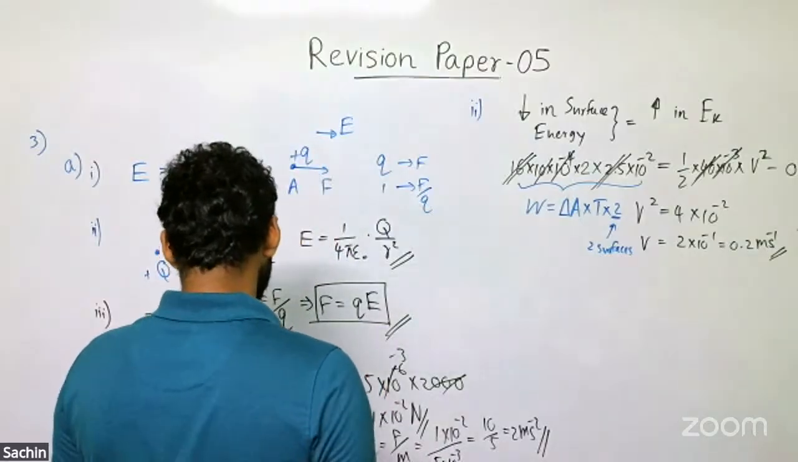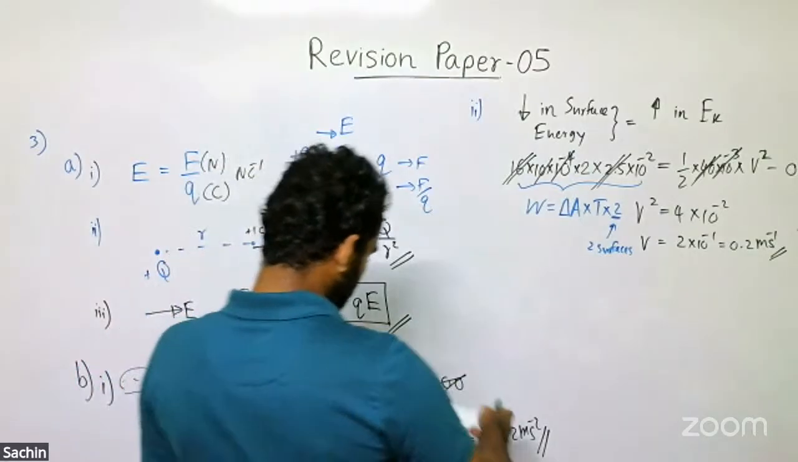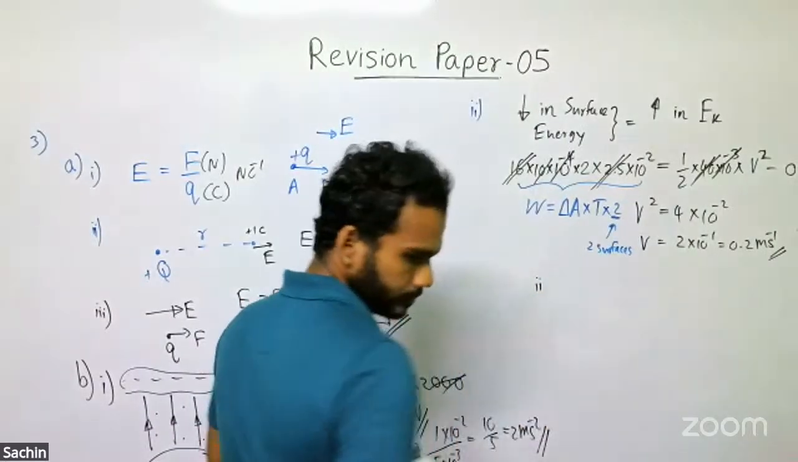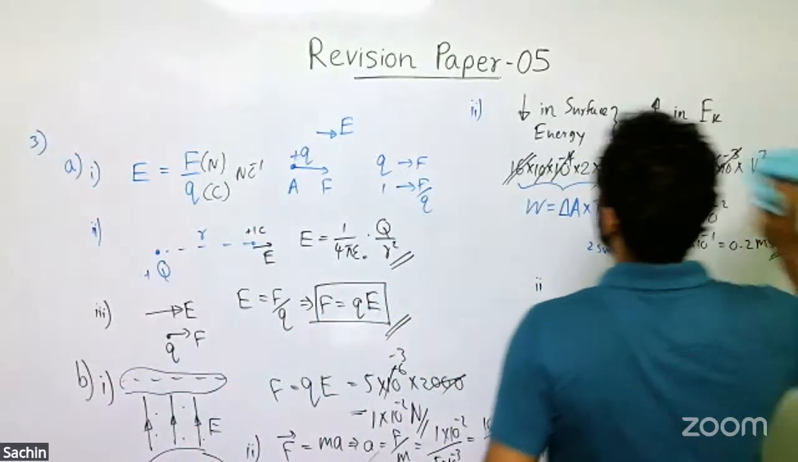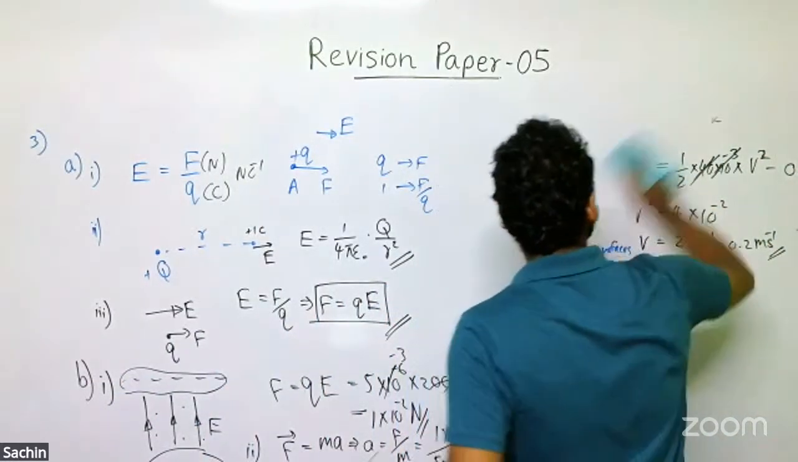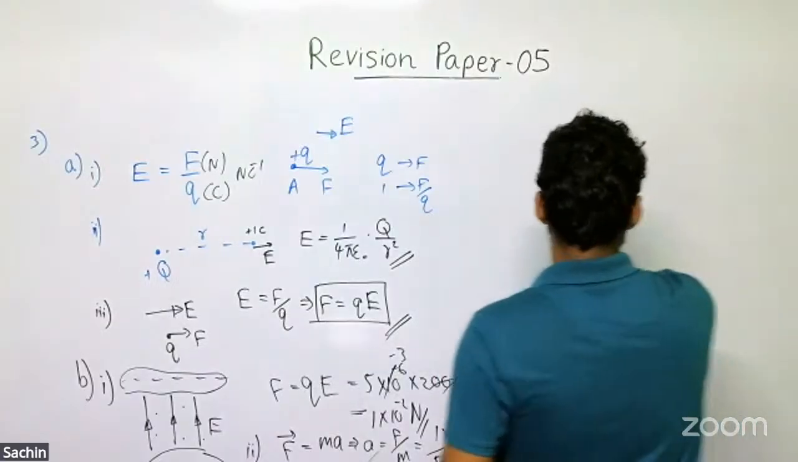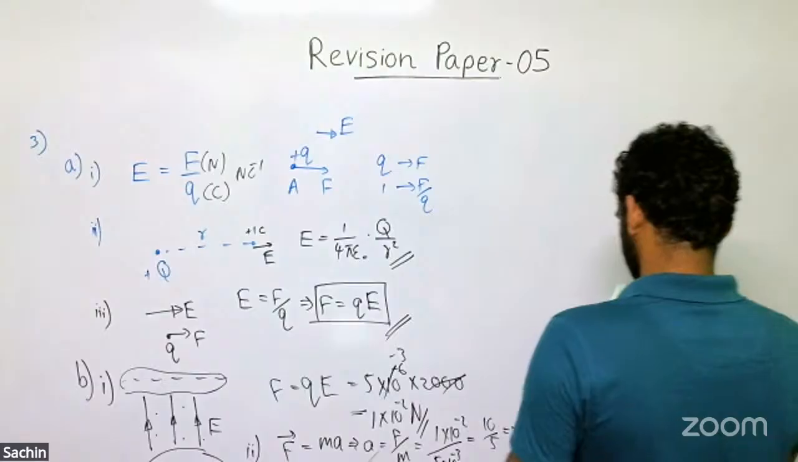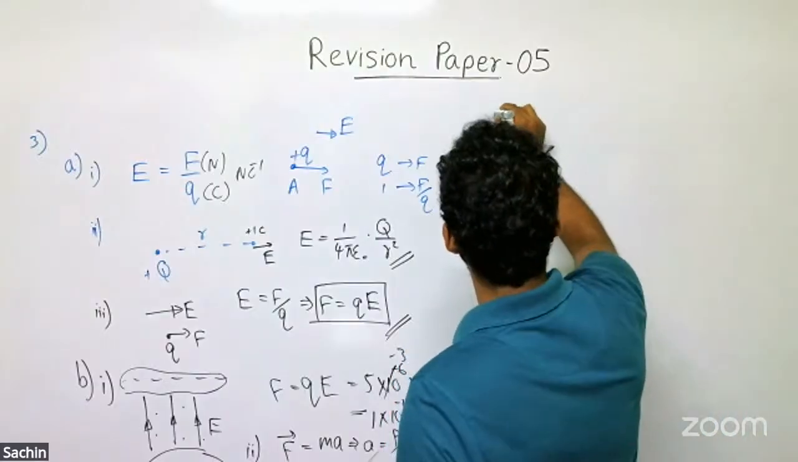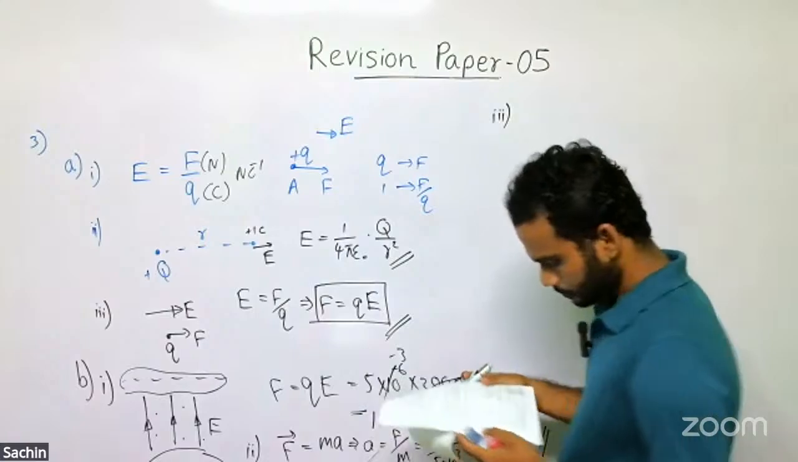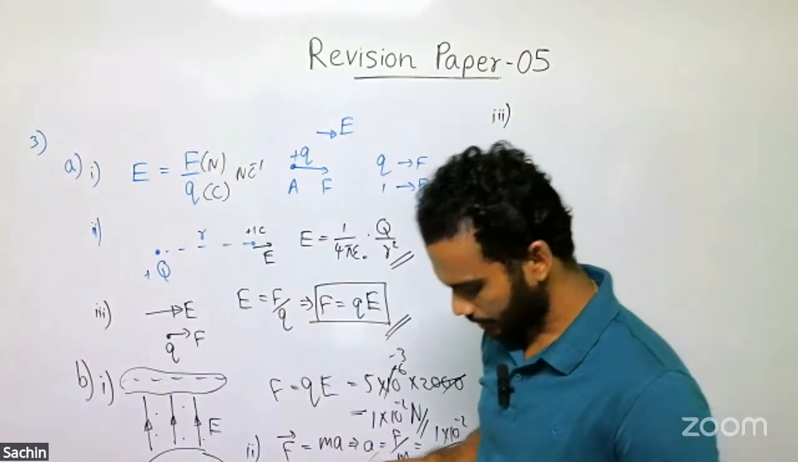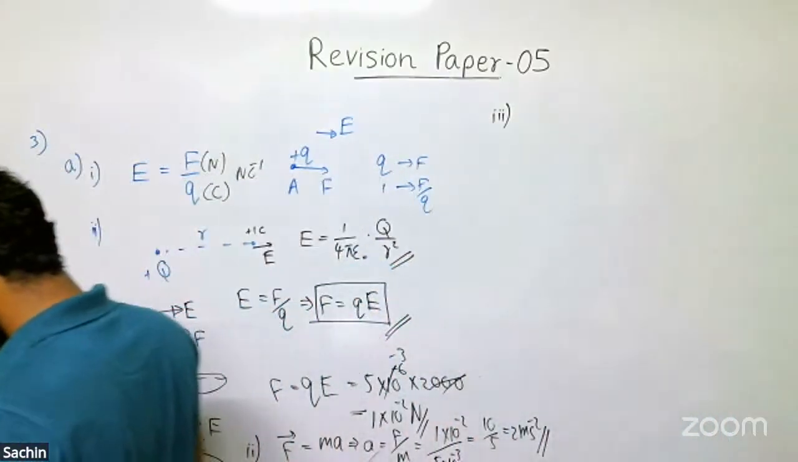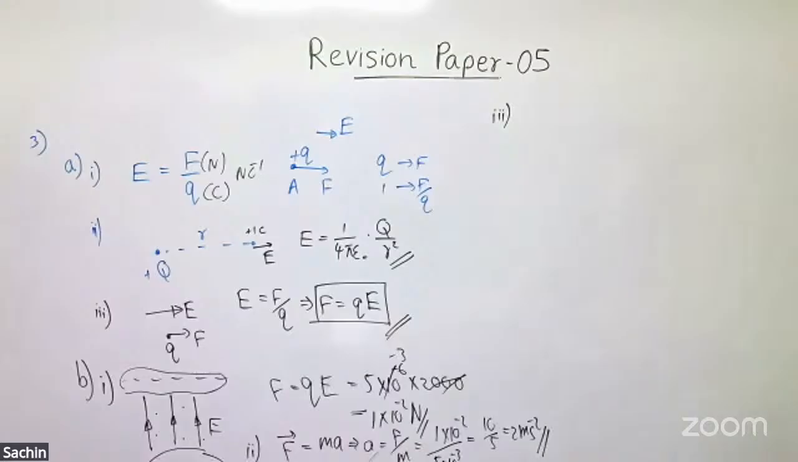Okay, so then the third part. Let me erase the other side first. Third part: now the ball enters into an electric field with 6 meters per second horizontal velocity. Draw the path of the ball in the electric field.